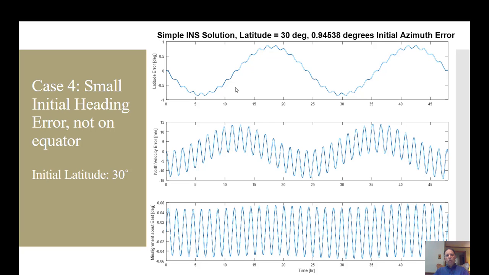Continuing with case 4, we're at latitude 30 degrees again, and this is the latitude error, and these are the corresponding north velocity errors and misalignment error. One should always see a derivative and integral relationship between north velocity error and latitude error. That is, north velocity error should be the derivative of latitude error.